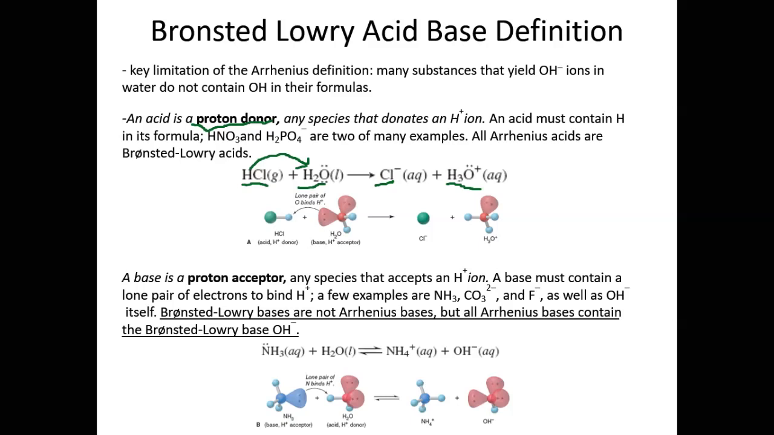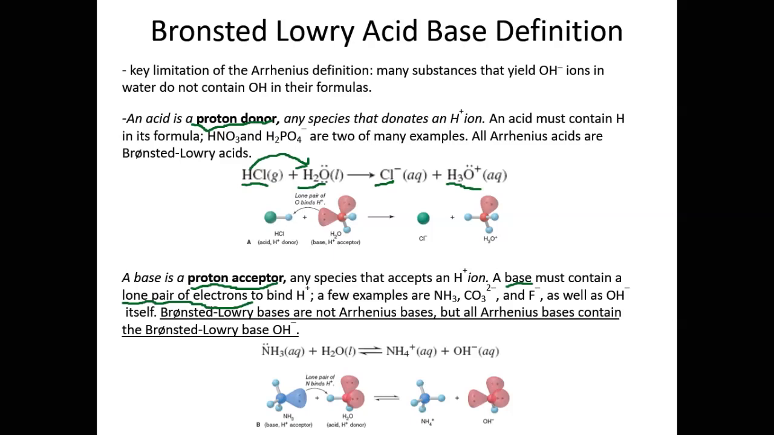Now for a base, it's a proton acceptor. So it's going to accept a proton. And in order for it to accept a proton, the base has to contain a lone pair of electrons to bind to. So this could be a lone pair of electrons on a nitrogen atom, on a single bond oxygen atom, on an anion such as fluoride or hydroxide, but you have to have a lone pair of electrons.